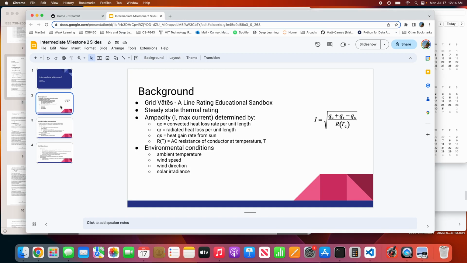So I am building Grid Vatis, and it is a line rating educational sandbox. When we talk about line, we're talking about transmission lines for energy, and when we talk about rating, we're talking about the steady state thermal rating.